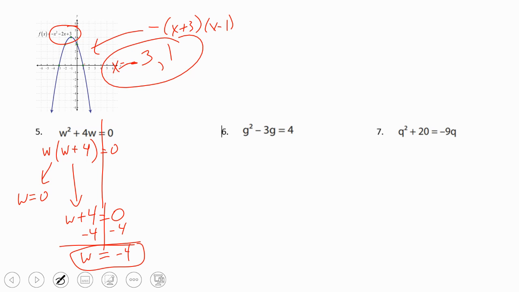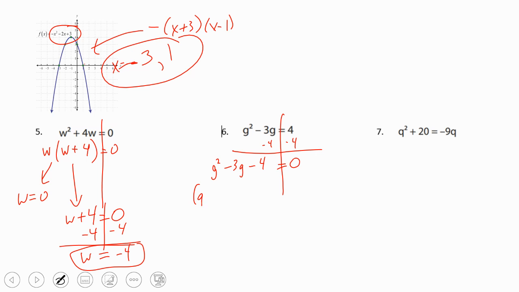The last two are ones you just got to do a little work first. My first step is to make sure everything's equal to 0. Well, it's not, so I'm going to bring the 4 over. I don't have any like terms. So now I need to factor it.